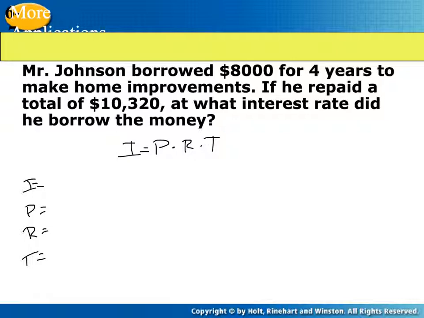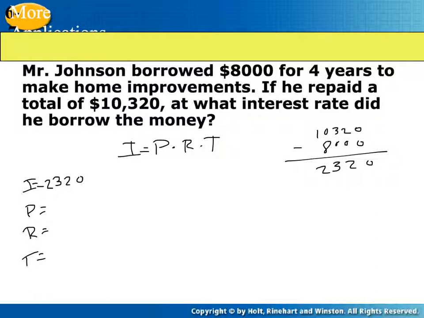So our interest, how much are we going to have? Well, if I repaid a total of $10,320, I borrowed an original $8,000. How much more over that $8,000 did I pay? Think about that last problem we just did where it turned into $1,585. That came from your interest added to your original amount. So in order to undo that, we need to take 10,320 minus 8,000. And my answer, 2,320. In interest, Mr. Johnson paid back 2,320.